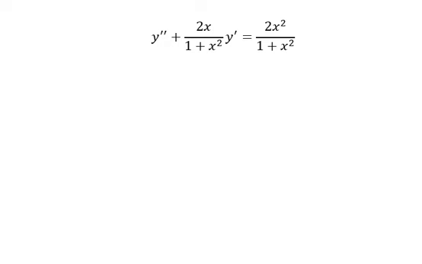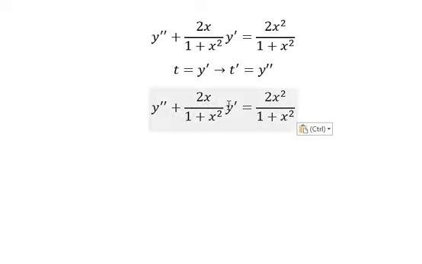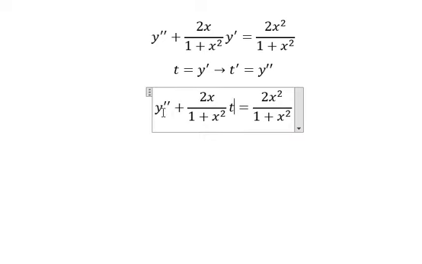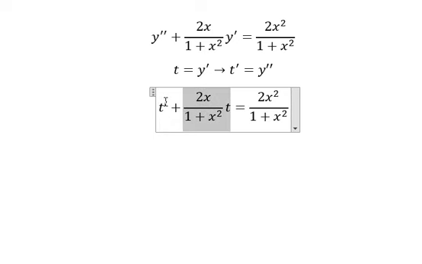So now I want to show you how to answer. I will put t equal to the first derivative of y. So if we take the first derivative for both sides, we have it like this. Now this one we change by t. This one we have the first derivative of t. So we see that we have t and the first derivative of t.